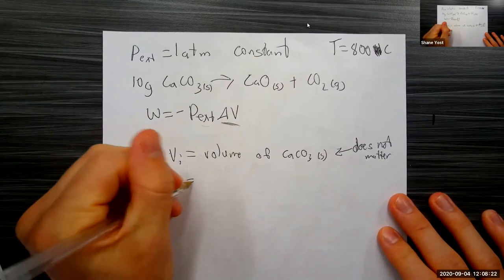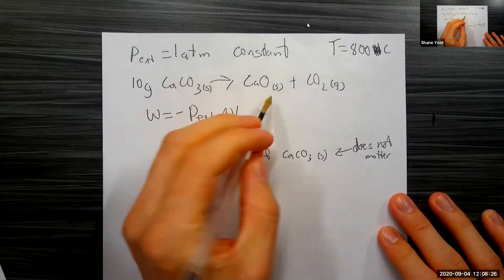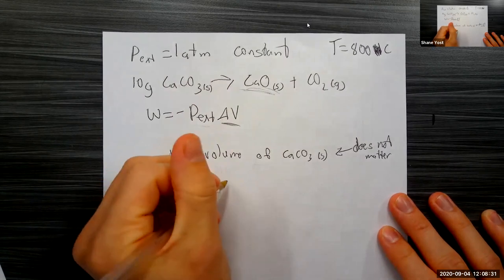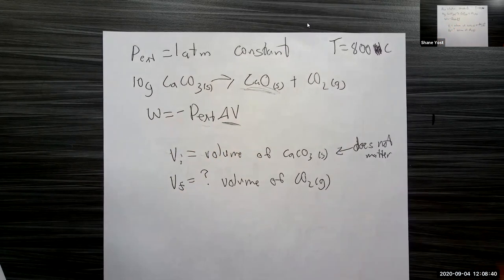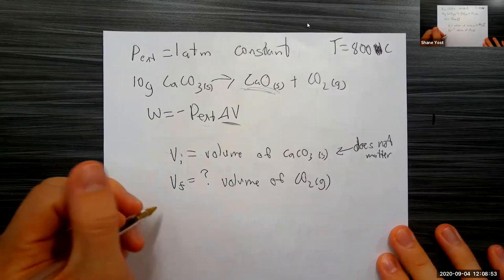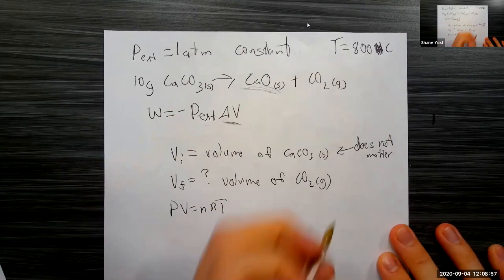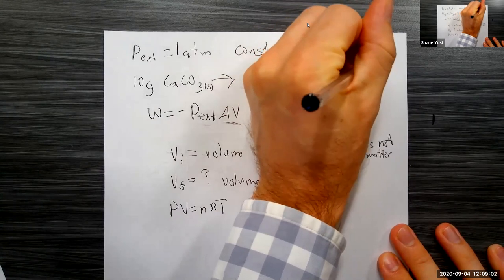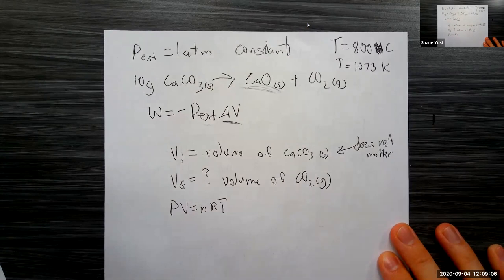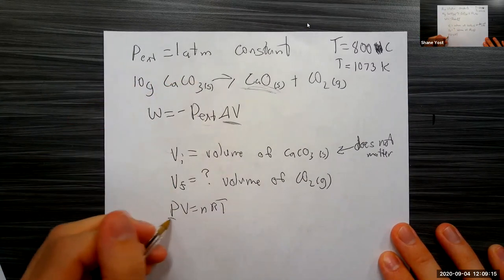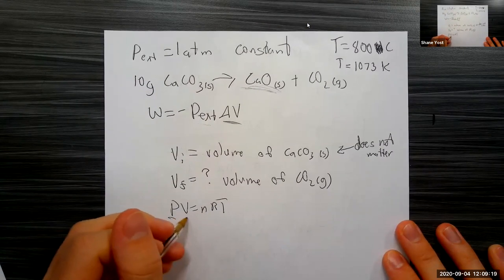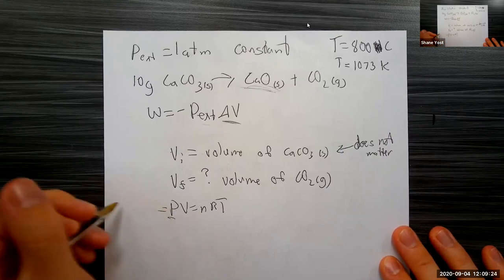The question is the final volume, which we don't know. But again, we're forming a solid here. Its volume is very insignificant compared to the volume of the gas. This is going to be given by the volume of CO2 gas. So what is that volume? How would I find the volume of a gas, typically? The ideal gas law: PV equals nRT. Temperature we're given, and we convert that to Kelvin, that's 1073 Kelvin. R is a constant. Pressure is 1 atmosphere. So the question is, what is the volume? And we know the pressure here is equal to 1 atmosphere.